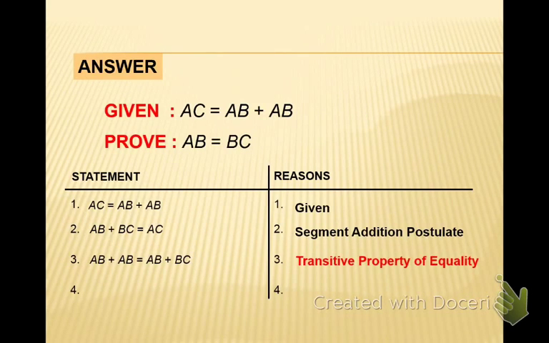Let's underline in our proof. We've got AB equals BC. We need to end up with those two things equal each other. How would I go from that to that? What would I do? How about subtracting AB from both sides? By subtraction property of equality. AB is equal to BC, subtraction property of equality.